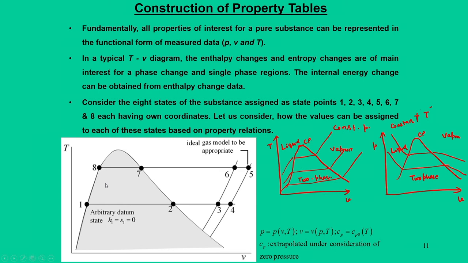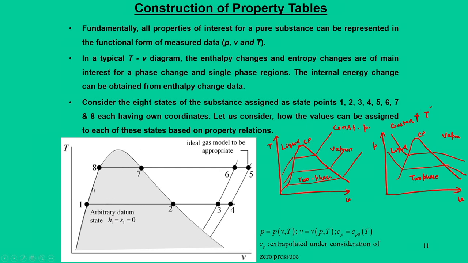Now, on these diagrams, if I want to find out the entropy at any state point, or the change in the entropy, the change in the enthalpy, the change in the internal energy, how am I going to achieve it? This is the main objective of our discussion. So, for that we consider 8 states as shown in these diagrams, points 1 to 8, and we will see how the values can be assigned at each of the states based on the property relations.